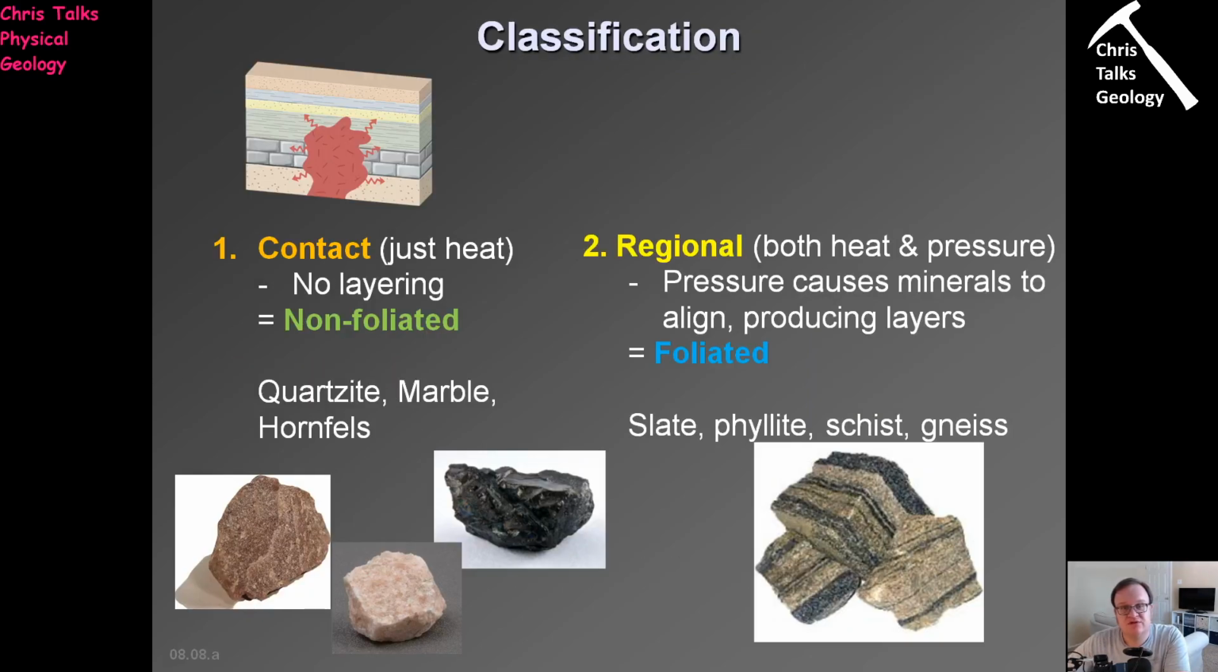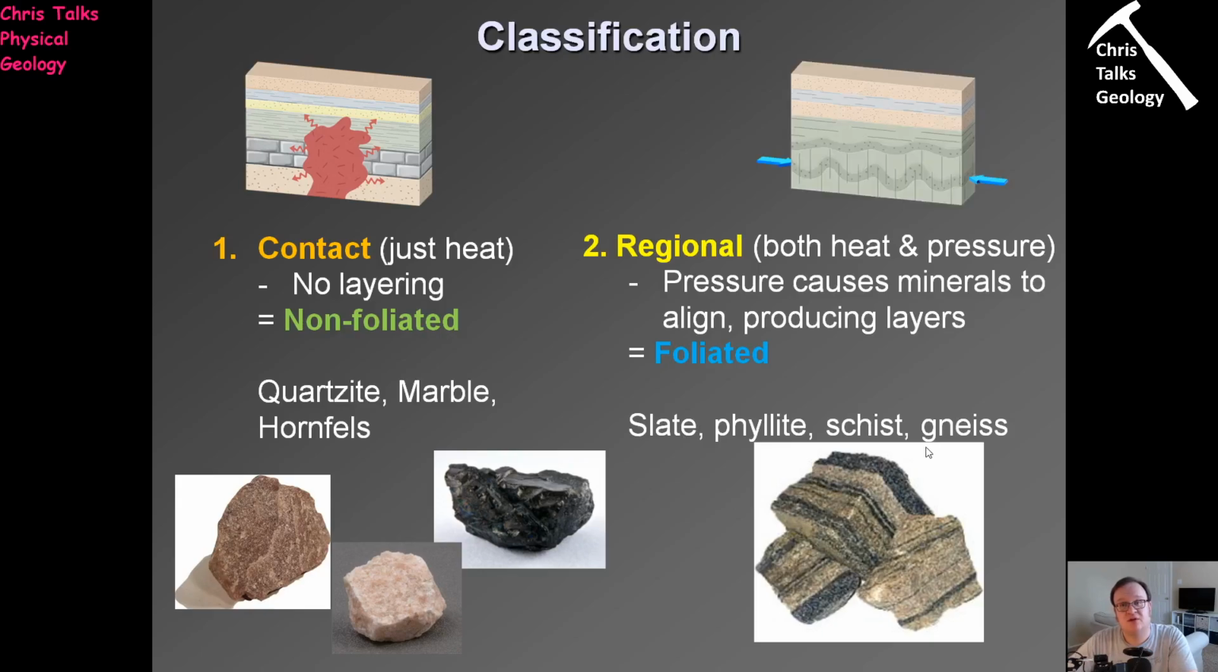Okay. So contact metamorphism will produce non-foliated rocks, and examples of non-foliated rocks are rocks like quartzite, marble, hornfels, but there are a couple more we'll discuss. And then we have regional metamorphism will produce foliated rocks because there's pressure. Okay, it's that compressive force which helps to drive the alignment of the minerals. And so foliated rocks will include rocks like slate, phyllite, schist, and gneiss. And once again, we'll discuss those as we go along.